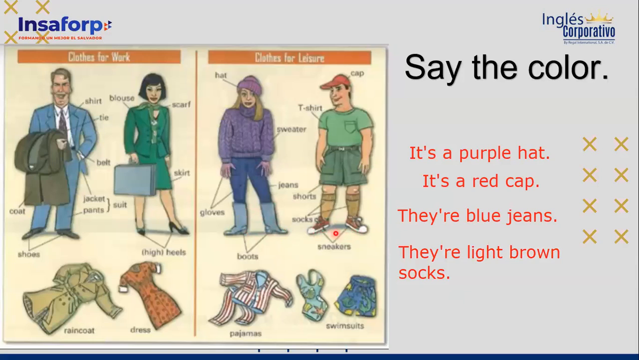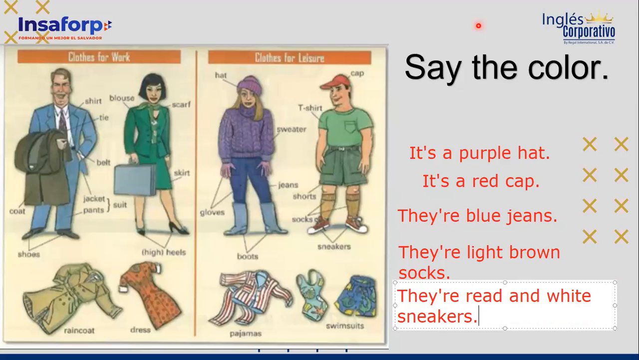What happened? There are two colors. If there are two colors, like in this case, we have two colors here, red and white. Okay, then we're going to use and. So they're red and white sneakers. They're red and white sneakers.